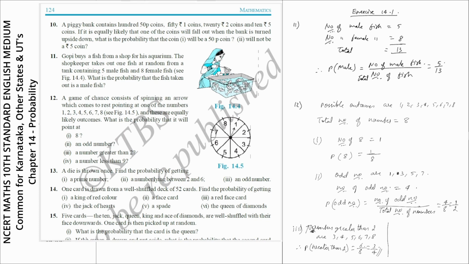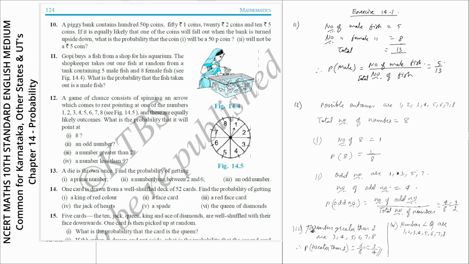And the last one, a number less than 9. The possible outcomes are 1 2 3 4 5 6 7 8. So in that, what are the numbers which are less than 9? All the numbers are less than 9. 1 2 3 4 5 6 7 8. So the total number of numbers less than 9 is 8. So 8 possibilities are there, and all the numbers are less than 9.